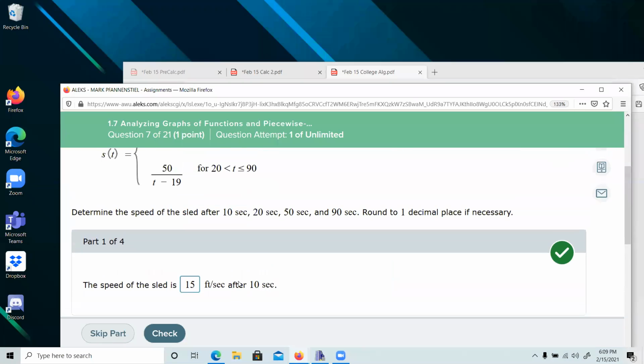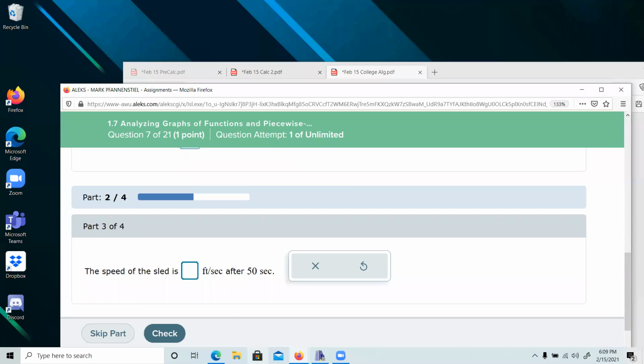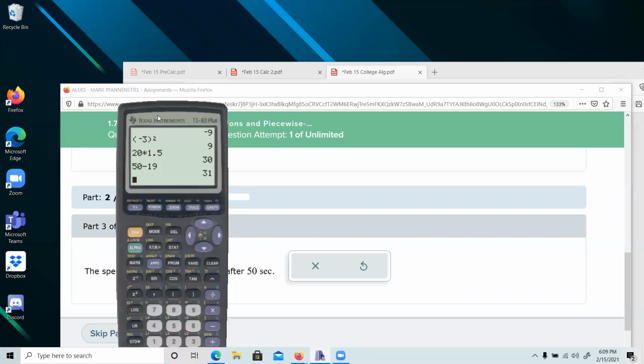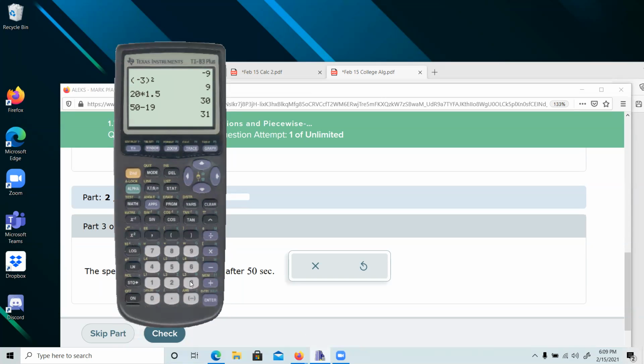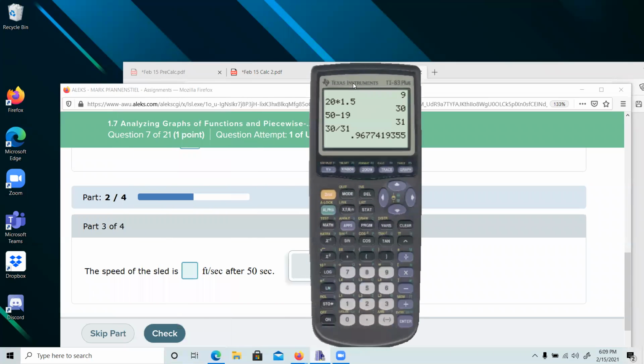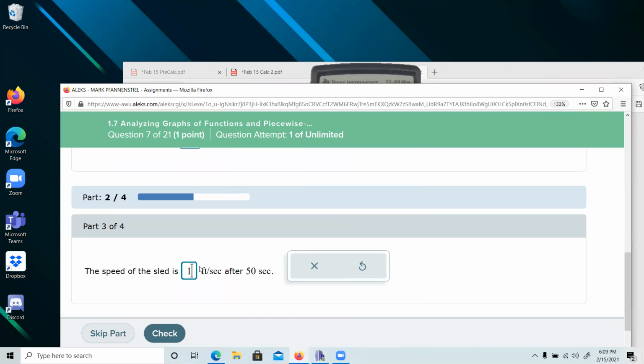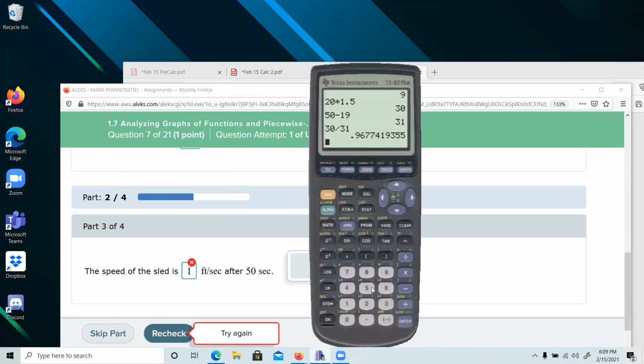Did they say anything? Round to 1 decimal place. Okay, fine. So let's go with 30 over 31, 0.97. Actually, one decimal place, we're going to go with 1. No, I didn't like it. Go 50. Oh, that's a weird problem then.